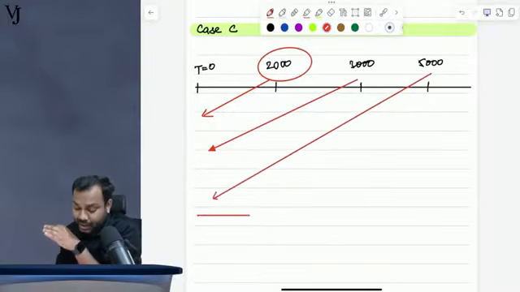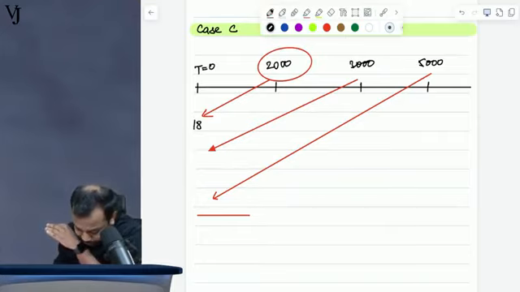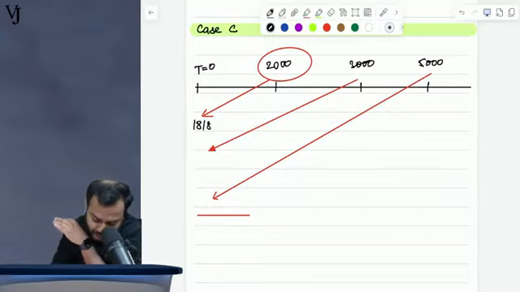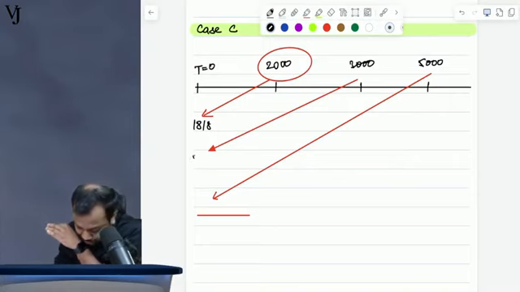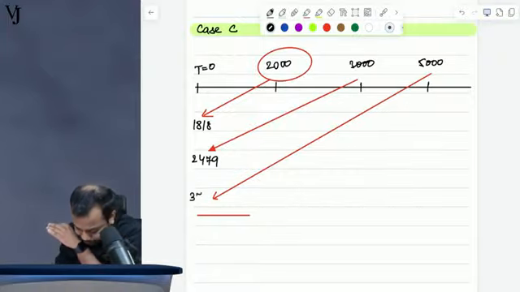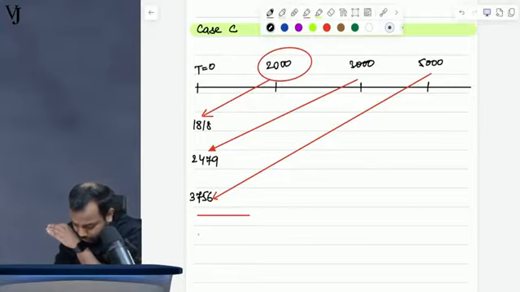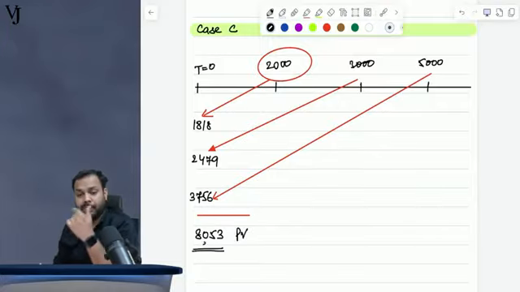So it will be 2000 divided by 1.1. It is 1818. This one is 3000 divided by 1.1 divided by 1.1, which comes to 2479. And this one will be 5000 divided by 1.1 divided by 1.1 divided by 1.1. Okay, it is 3756. Add all: 1818 plus 2479 plus 3756. That comes to 8053. This is your present value.